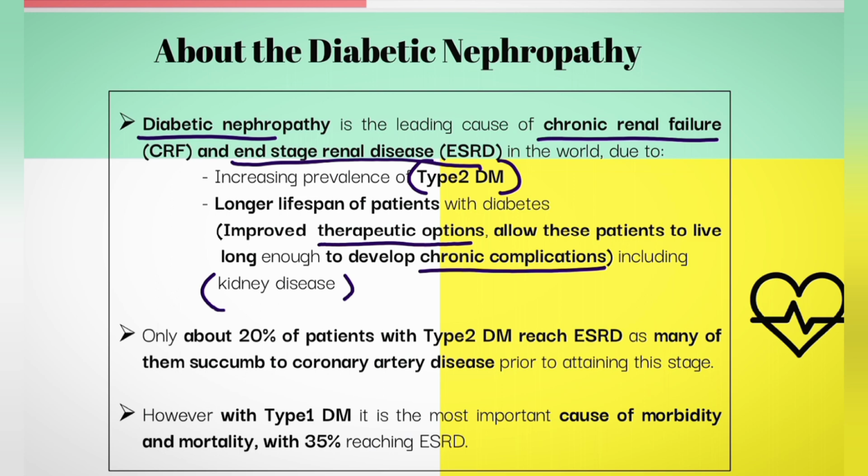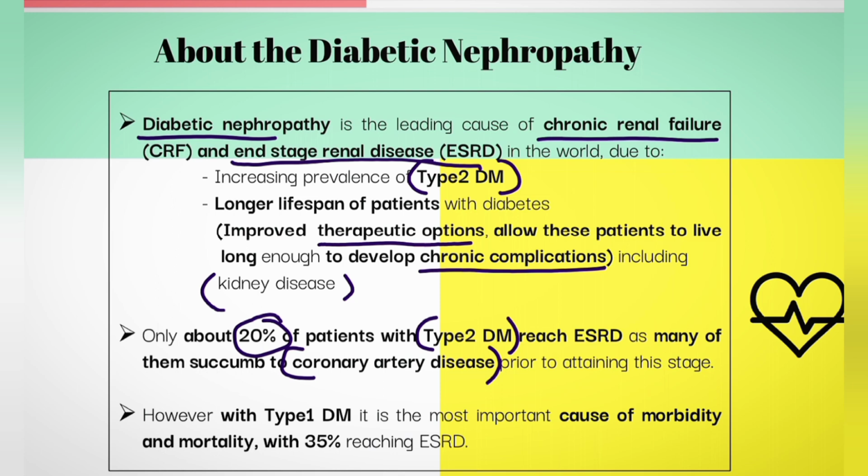However, it is seen that only 20% of patients with type 2 diabetes mellitus reach end stage renal disease. Why? Because, as we have already studied, diabetic nephropathy is an indicator of cardiovascular mortality. So many of such patients die early in life due to coronary artery disease before reaching end stage renal disease.